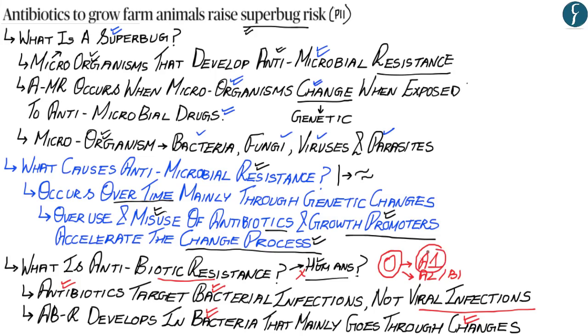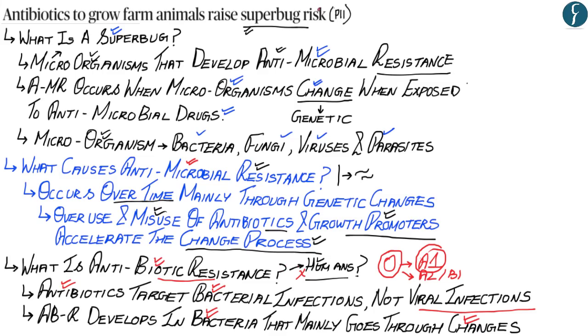And apart from this, you have also understood that antimicrobial resistance can occur in other forms of microorganisms such as bacteria, fungi, virus, and parasites, while antibiotic resistance occurs only in bacteria. So therefore, antimicrobial resistance is a much bigger term, wherein antibiotic resistance becomes a part of antimicrobial resistance. And so now hopefully you also understood the difference between antimicrobial resistance and antibiotic resistance.